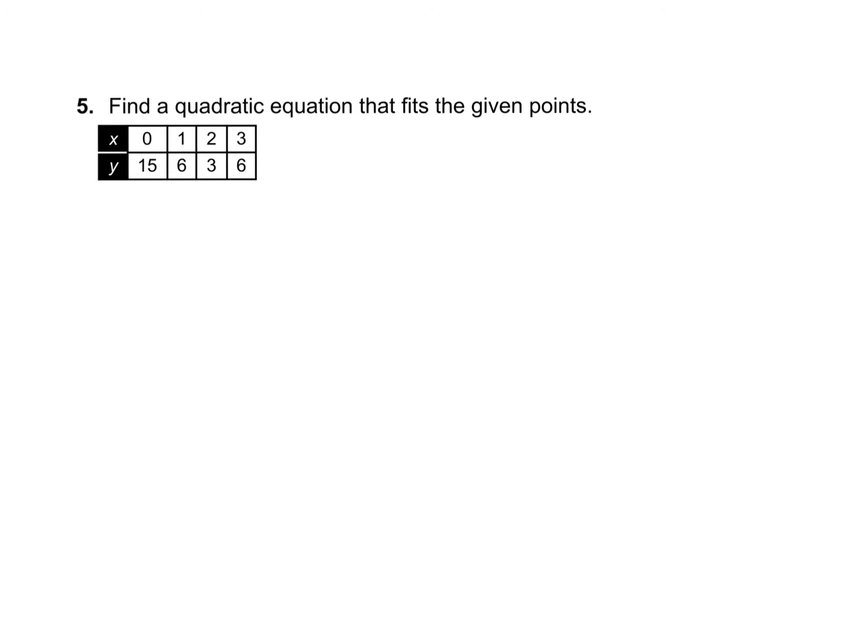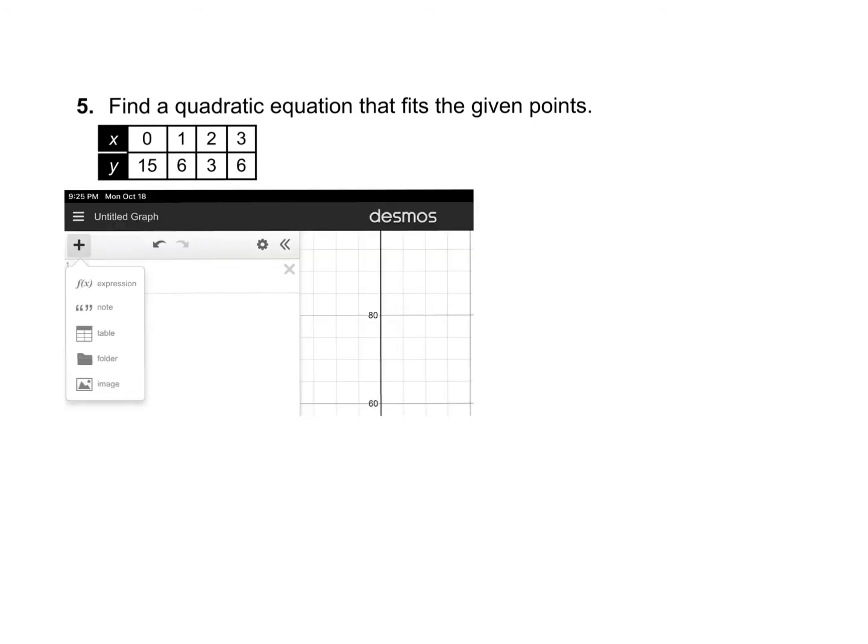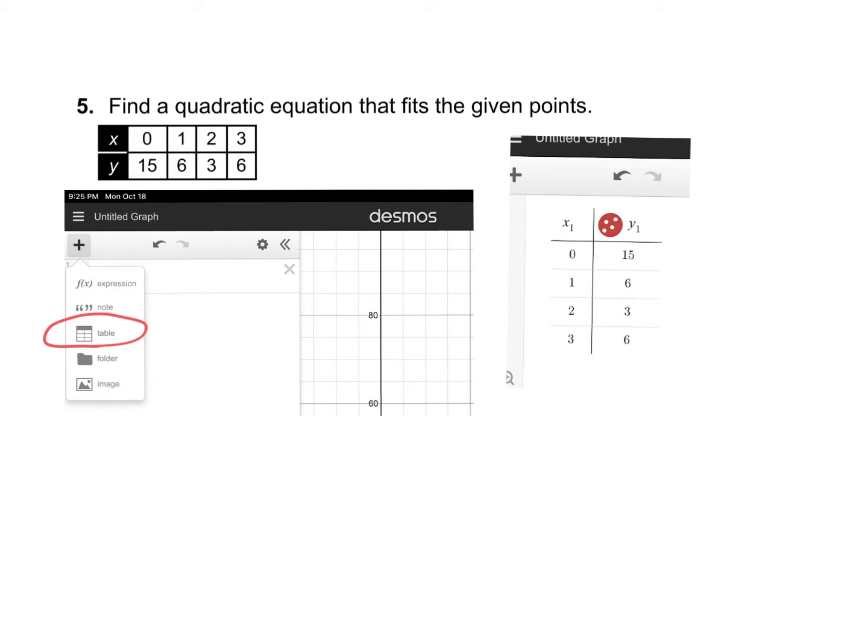In order to find it on Desmos, you want to look for the plus sign at the top left, and then it'll give you a drop-down menu, and you're looking for the table. So let me show you what that picture looks like. So this is what it's looking for. So we're looking to be able to select table right here. Once we select table, we'll get an X and Y chart, and we can insert all of those X and Y values.